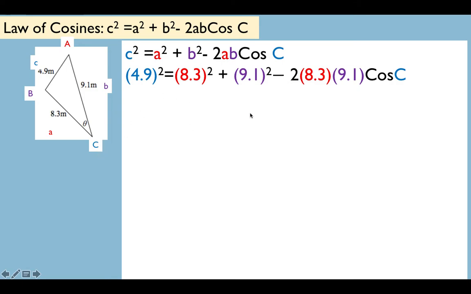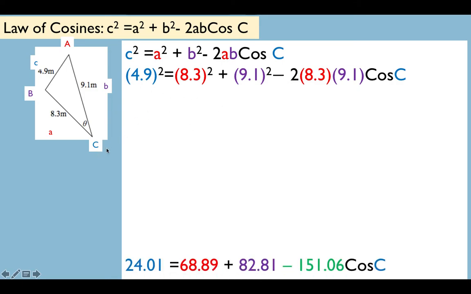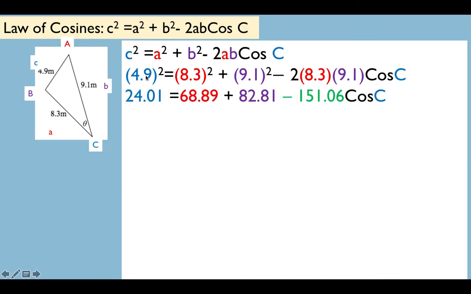So let's go ahead and use our calculator and square all of this stuff. So I squared this, I got that, that, and then I went ahead and multiplied all these three together, and I got 151.06. Let's add these two up right here. All right, cool. So I can't do much right here because I don't know what cosine C is, but I do want to make sure that C is by itself so that I could find out what it is. So I should kind of solve for C basically is what I'm trying to say.